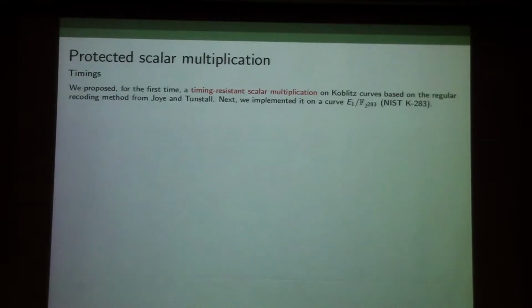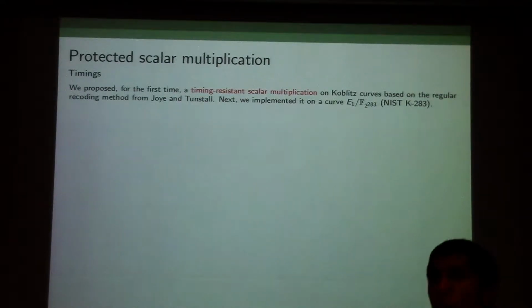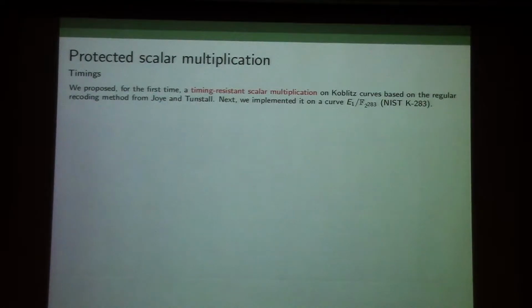Okay. So for this curve, what we proposed is a new way of doing time-resistant scalar multiplication in Koblitz curves, based on the work of regular recoding from Joye and Tunstall. We implemented this version in a standardized curve called NIST K-283.